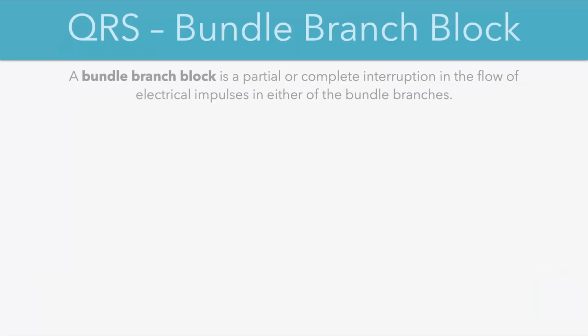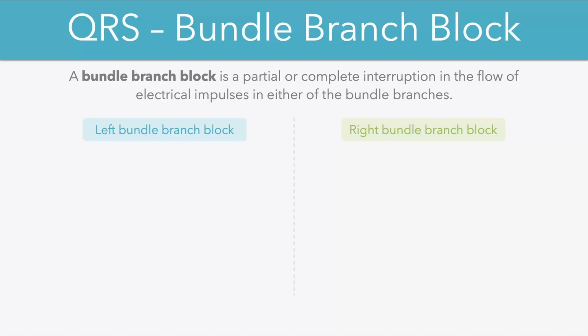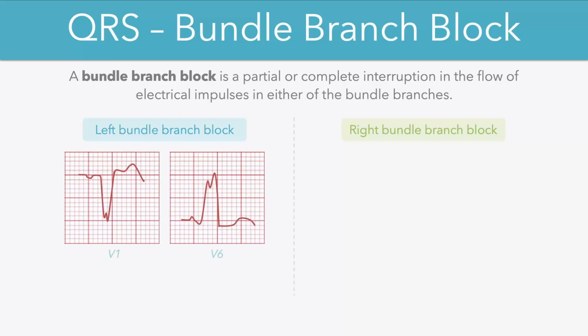Another piece of information we can obtain from the QRS complex is concerning bundle branch blocks, and this is where there's complete or partial interruption in the flow of impulses in either of the main bundle branches of the heart. We can divide these into left bundle branch blocks and right bundle branch blocks, depending on which side is affected. Now importantly, the precordial chest leads can help to identify bundle branch blocks on an ECG, and more specifically, these are leads V1 and V6.